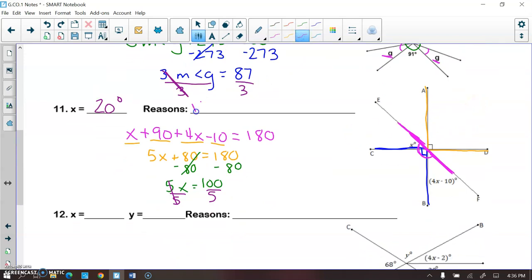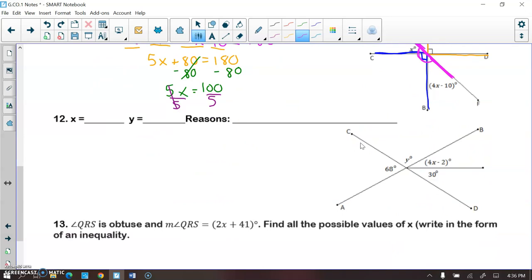The first reason, we used vertical angles are congruent. I'm using the congruent symbol. And we used that a straight line, or a straight angle, same thing, is equal to 180 degrees.